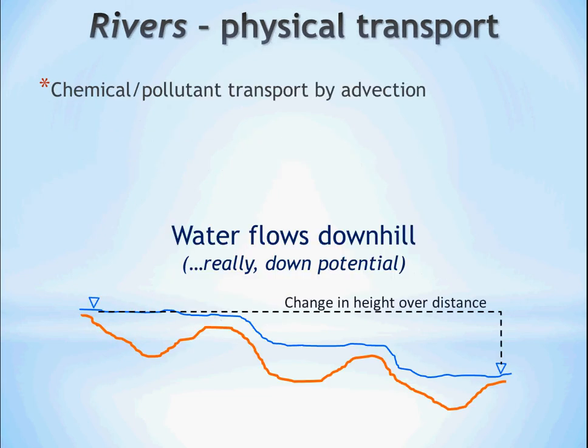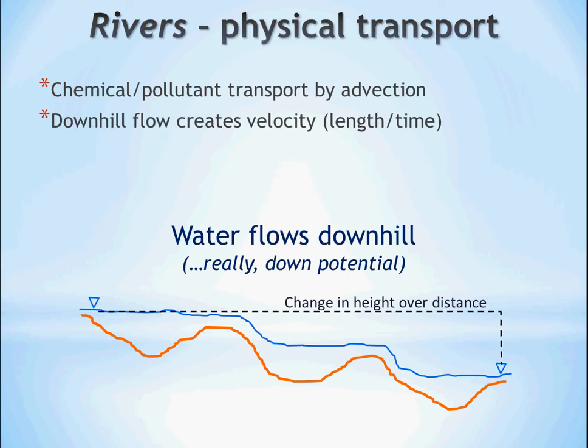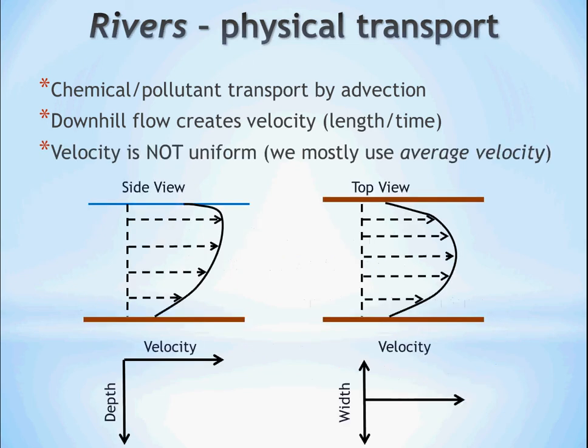And I'm sure you all know water flows downhill. Really this is down potential. Don't worry too much about that yet. I just wanted to introduce you to the term. It'll come up again in groundwater. So movement or velocity is created by downhill flow, and velocity we're used to thinking about in terms of length per time. So that's nothing new.